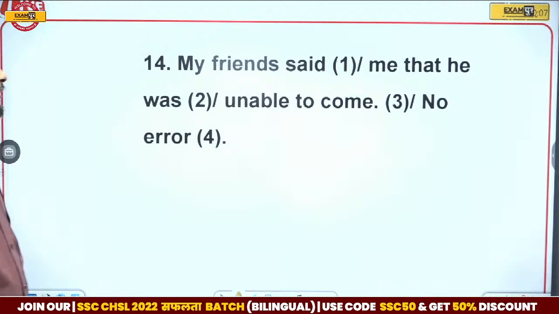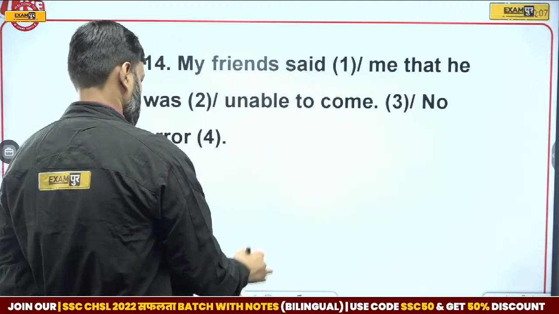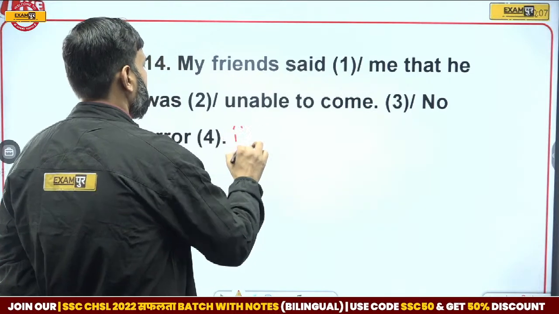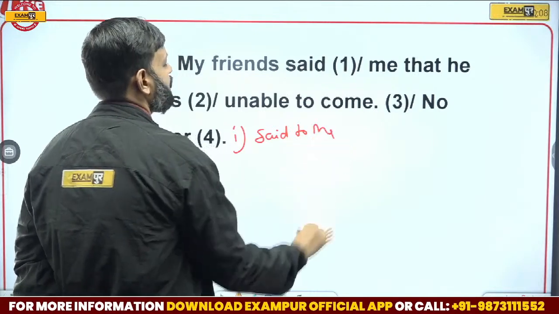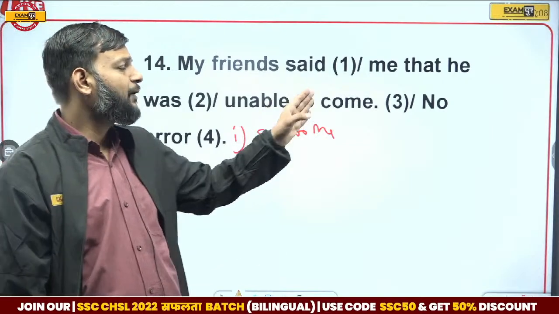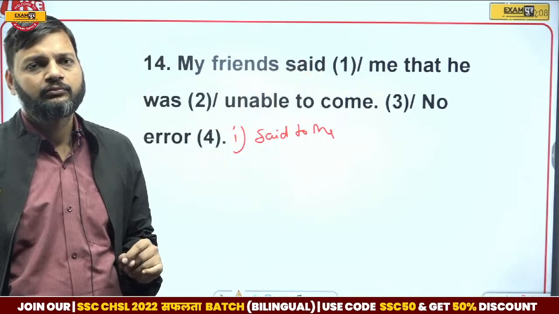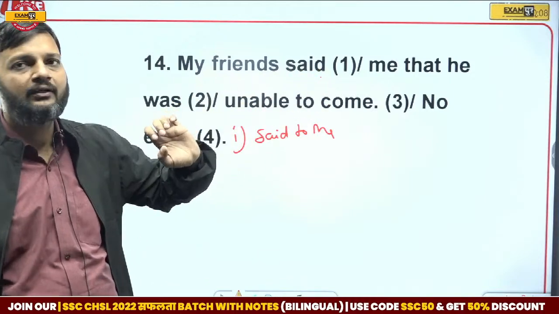See, you should keep in mind two things. One, said is always followed by to. So it should be said to me. Okay. But now the problem is that which part should have to? Okay. Either it should be in first part or in second part.